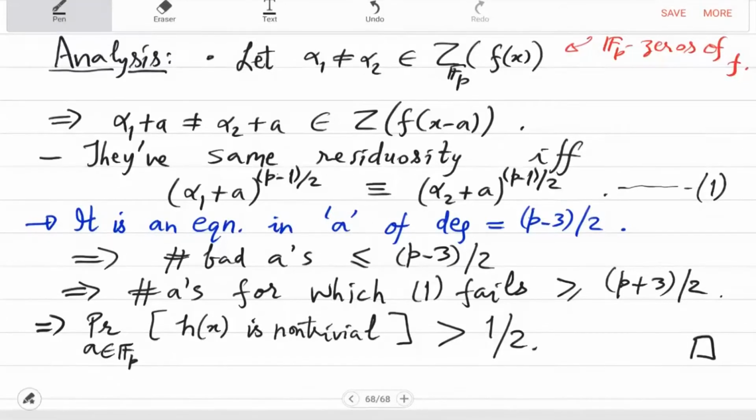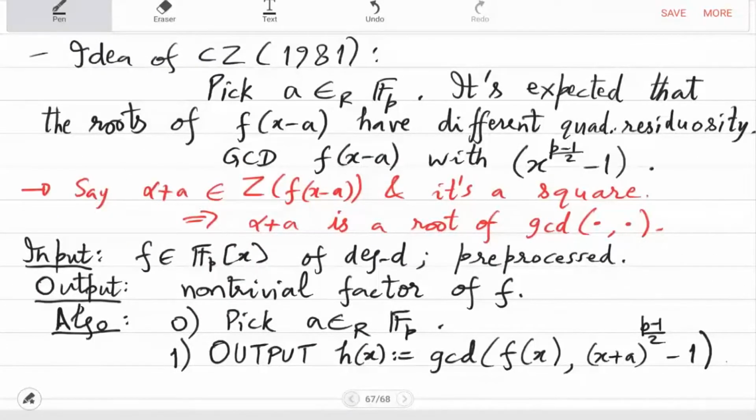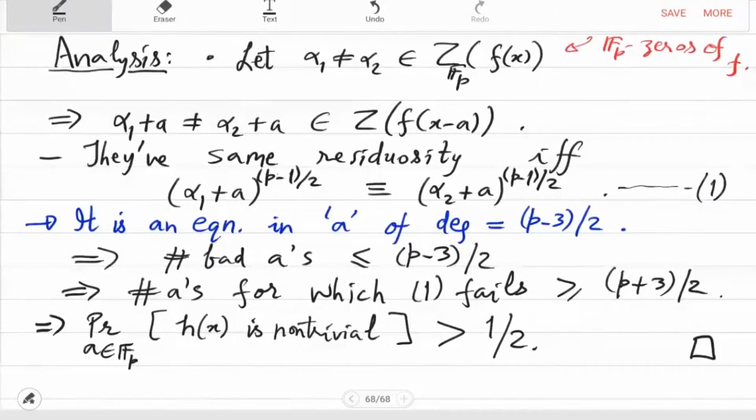This is at least half, and the time complexity is clearly polynomial in log p. In fact, you can even calculate it other than the pre-processing step. This is just GCD, so it is again quadratic time or slightly more in log p, in D log p. So, this is a very fast, very practical algorithm. In fact, one of the only algorithms useful in practice to factor any polynomial over any finite field, right.